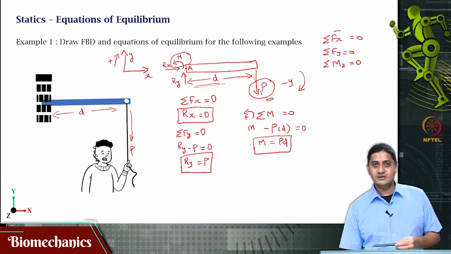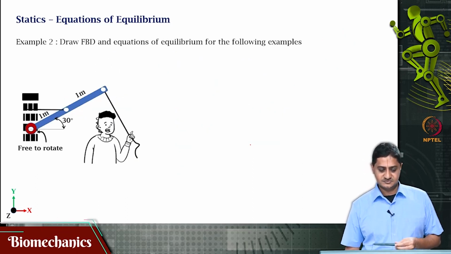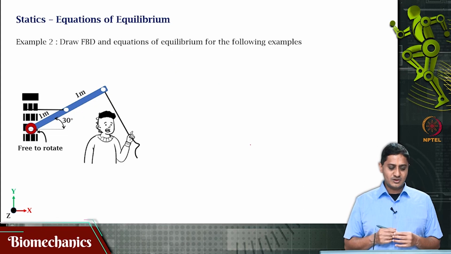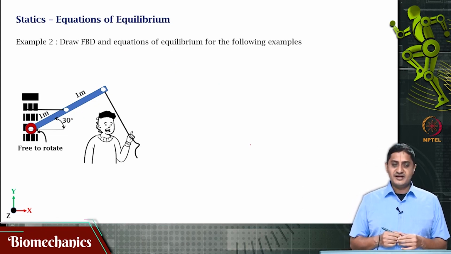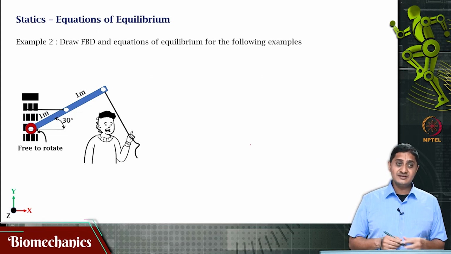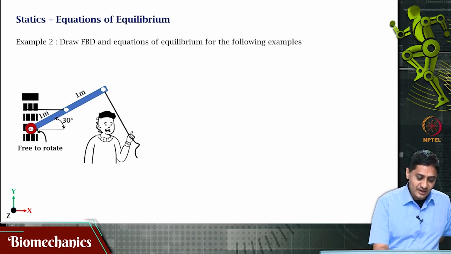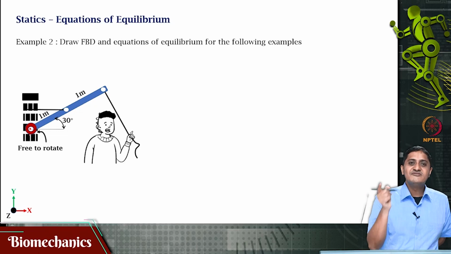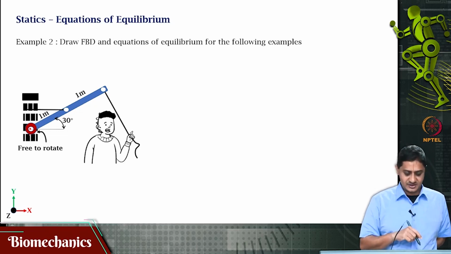Okay. Let us look at one more example. Here is a slightly more complicated situation. Okay. Draw the free body diagram and equations of equilibrium of this beam. Okay. Consider that at this point A, the beam is free to rotate. It is free to rotate.